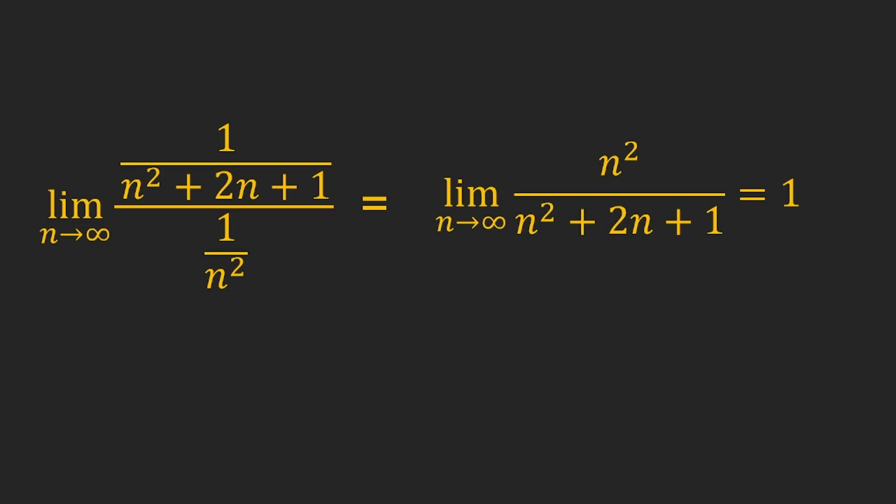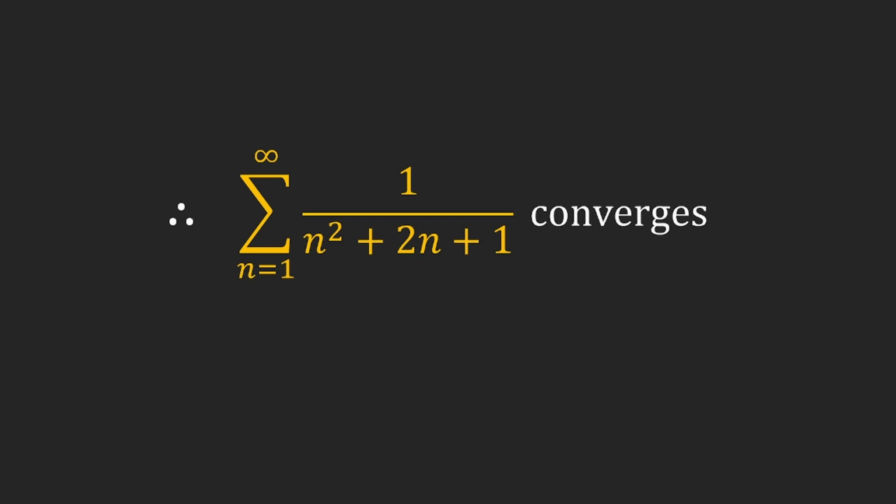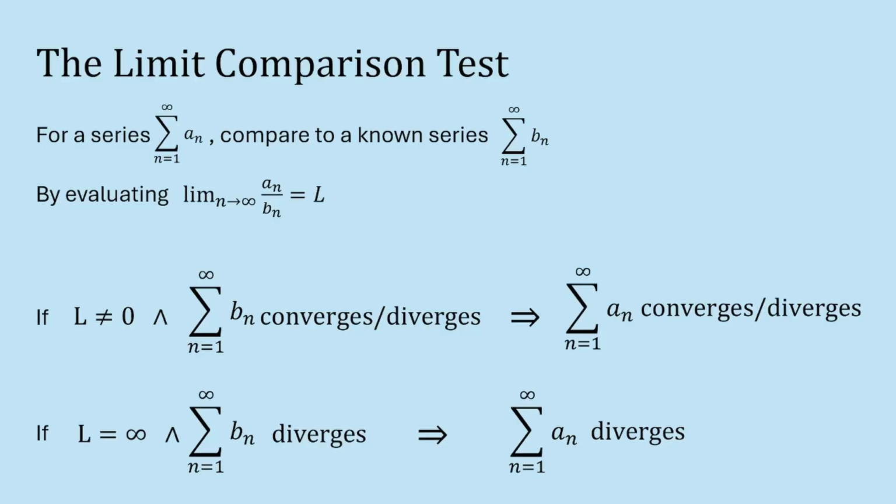And this is also a comparison test, right? We've compared to a known series, but we've done it in a different way, and that's why we give it a different name. This name is the limit comparison test. So for any unknown series, compare it to a known series by evaluating this limit here, this ratio of your unknown by your known, and say it's equal to some L. If that L is not 0, then your known and unknown series will converge and diverge together.